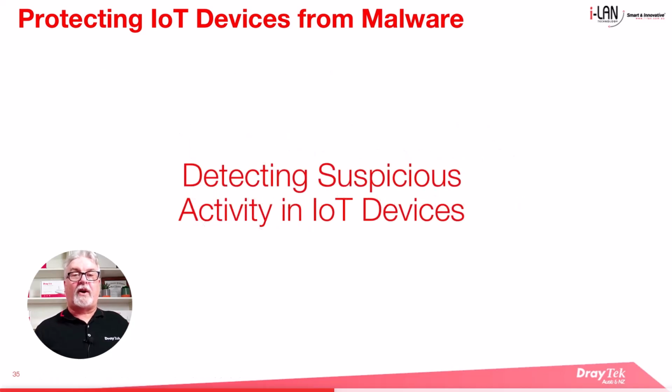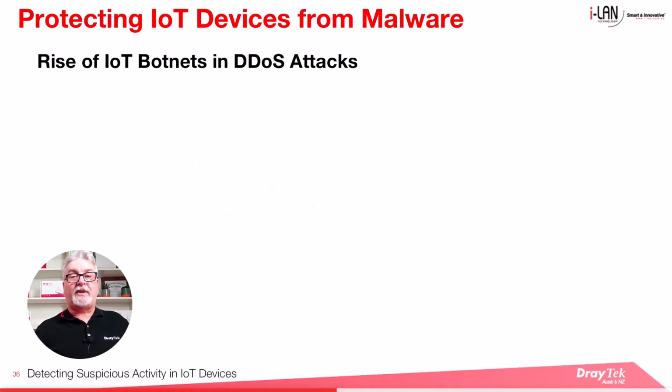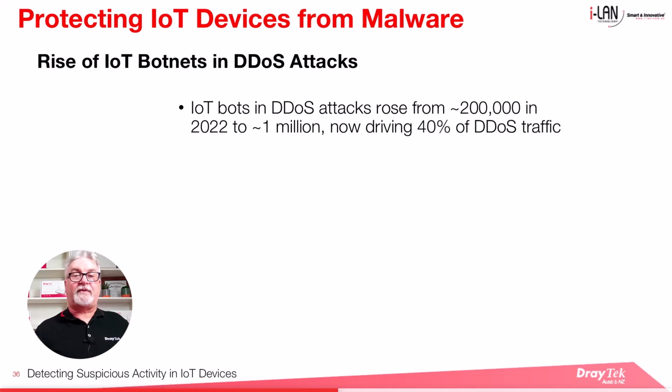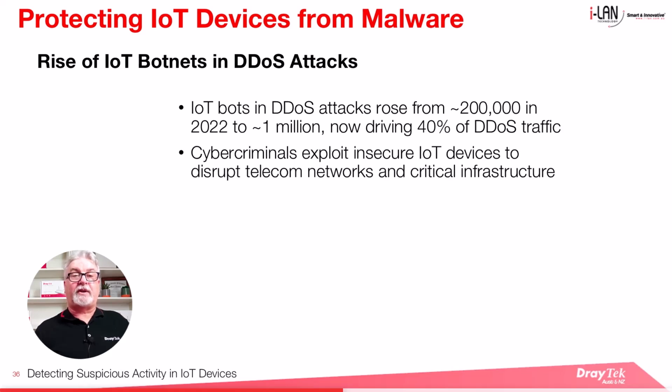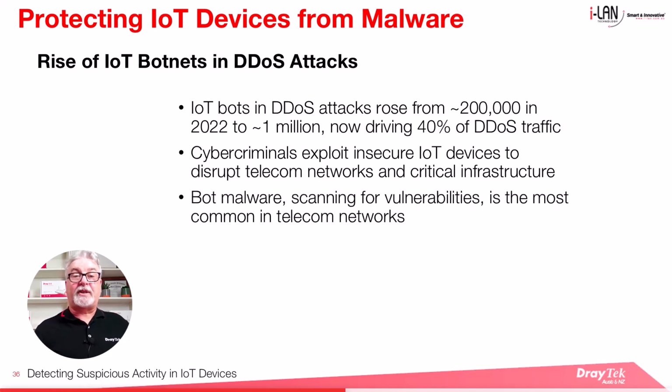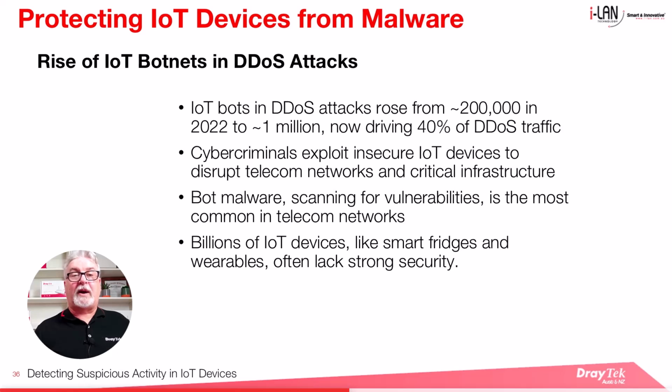Detecting suspicious activity in IoT devices is crucial for maintaining network security. In recent years, IoT bots involved in DDoS attacks have skyrocketed from 200,000 in 2022 to nearly 1 million today, now accounting for 40% of DDoS traffic. Cybercriminals target insecure IoT devices to disrupt telecom networks and critical services. Bot malware designed to scan for vulnerabilities is widespread in telecom systems, fueling various IoT botnets. With billions of devices like smart fridges and wearables in use, many still lack adequate security measures, making them easy targets.